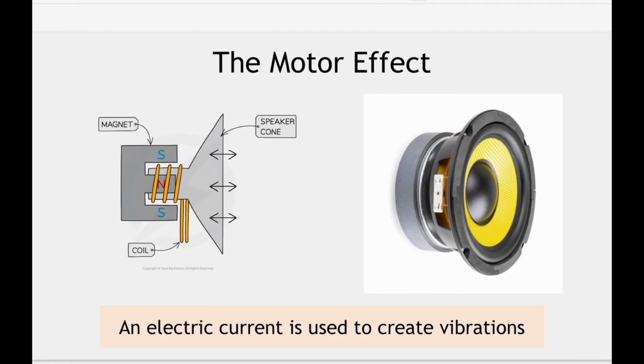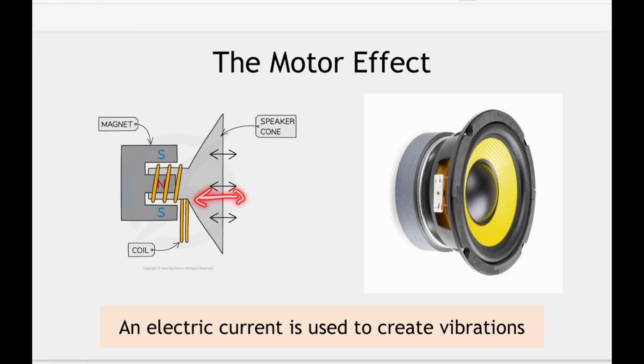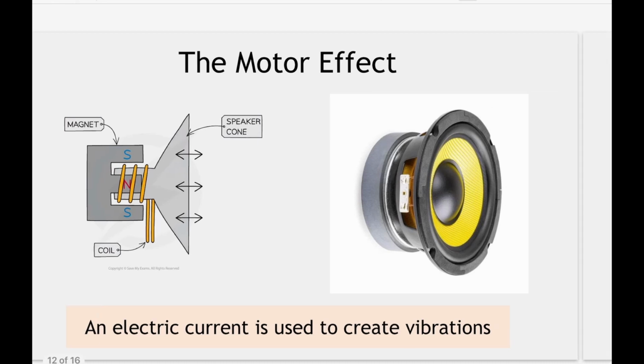In loudspeakers, an electric current is passed into a coil that's located inside a permanent magnetic field. As the current flows through the coil, it generates a magnetic field around the coil, which interacts with that of the permanent magnet, creating force, causing the speaker cone to move back and forth, making the air particles vibrate, which creates sound waves. That was quite a lot of information delivered very quickly. Let's break it down into more manageable chunks.